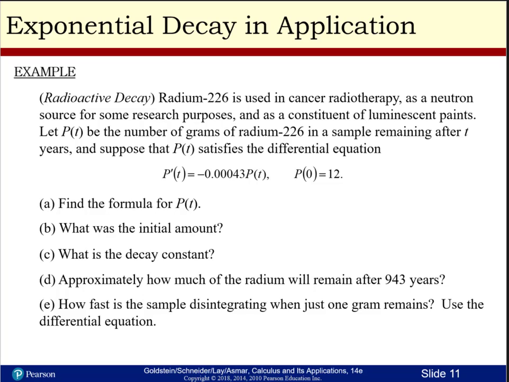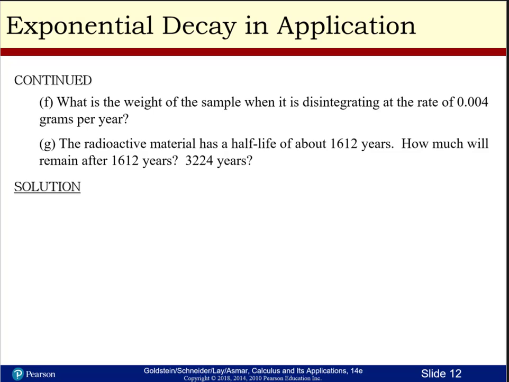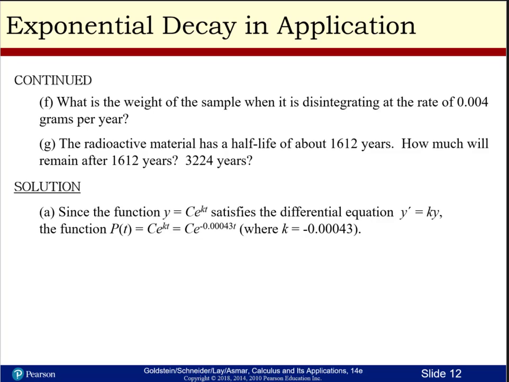Approximately how much of the radium will remain after 943 years? How fast is a sample disintegrating when just 1 gram remains? We're going to use that differential equation to get that. Then we'll find what the weight of the sample is when it's disintegrating at a rate of 0.004 grams per year. And the radioactive material has a half-life of about 1,612 years. How much will remain after 1,612 years, and then after doubling that, 3,224 years? All right, so let's go back to the beginning.